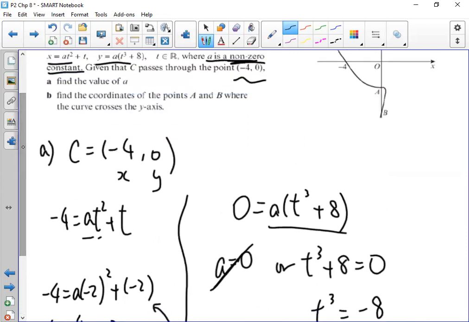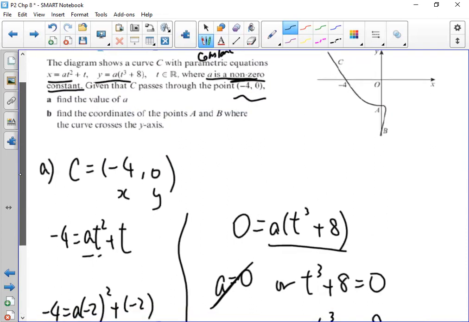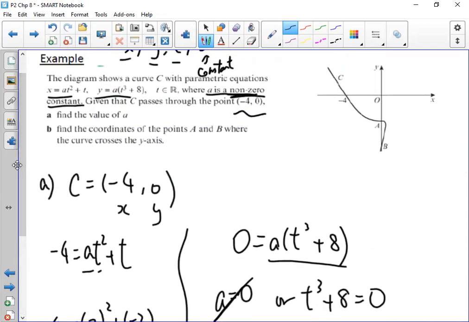Part B, find the coordinates of the points A and B where the curve crosses the y-axis. So when they say a curve crosses the y-axis, what information has it given you? Crosses the y-axis, meets the y-axis. That means when x equals 0. Right? So when x equals 0, we're going to use this.